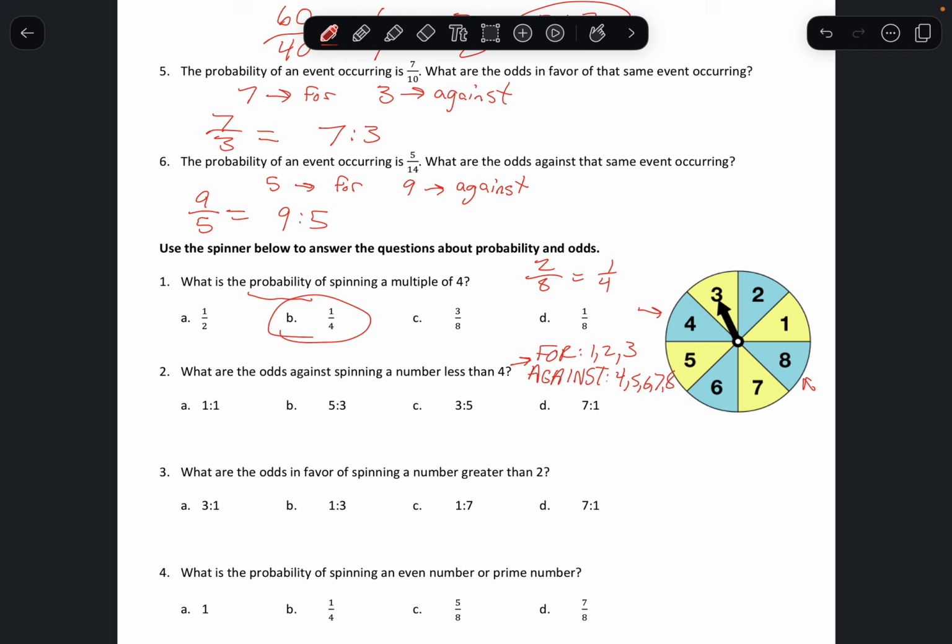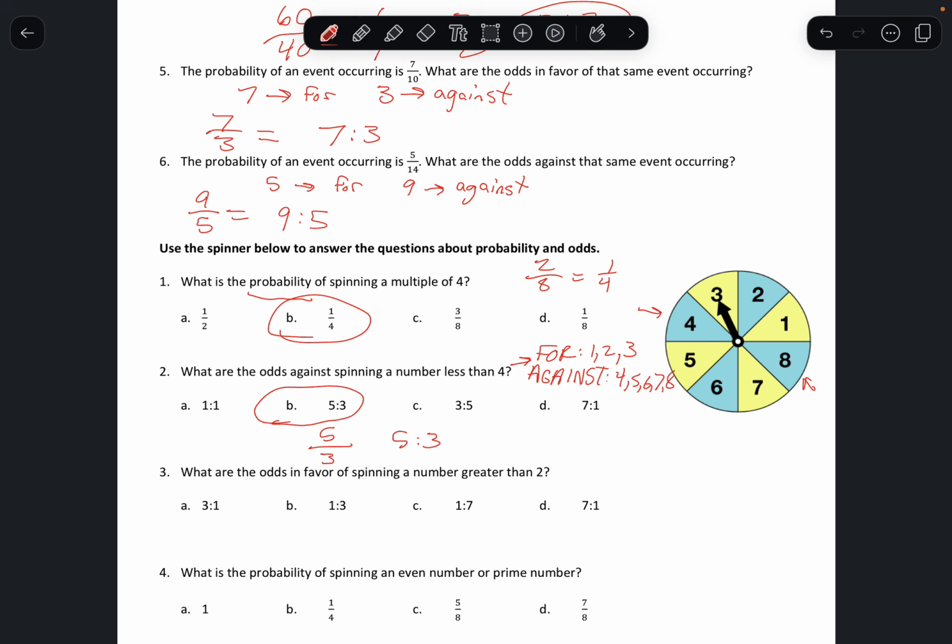So if I want the odds against spinning a number less than 4, we look at how many options there are spinning against, which is 5 options. Now we're not comparing it to a total, we're looking at odds here, so we're comparing against to for. There are 5 options for against and 3 options for, so that would be 5 to 3, which would be letter B.